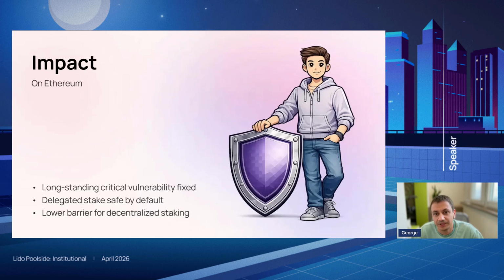So what does this mean for Ethereum? A very old critical vulnerability finally gets fixed. Most staking on Ethereum is delegated, and a big part of delegated staking is run by decentralized protocols. And pre-registration makes all of it safe by default and lowers the barrier for new protocols.